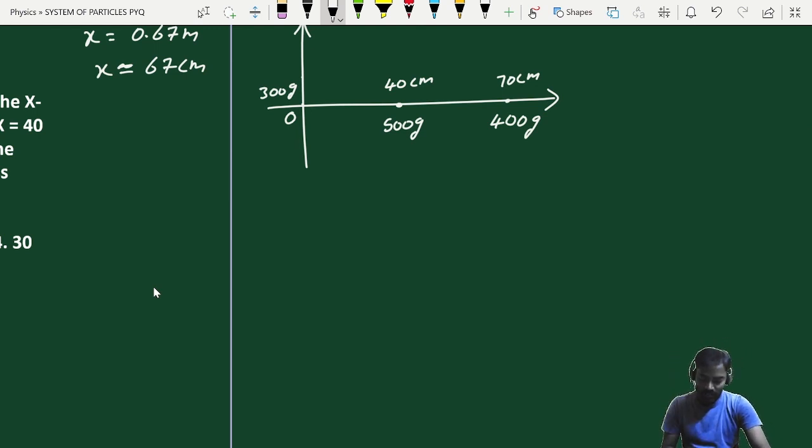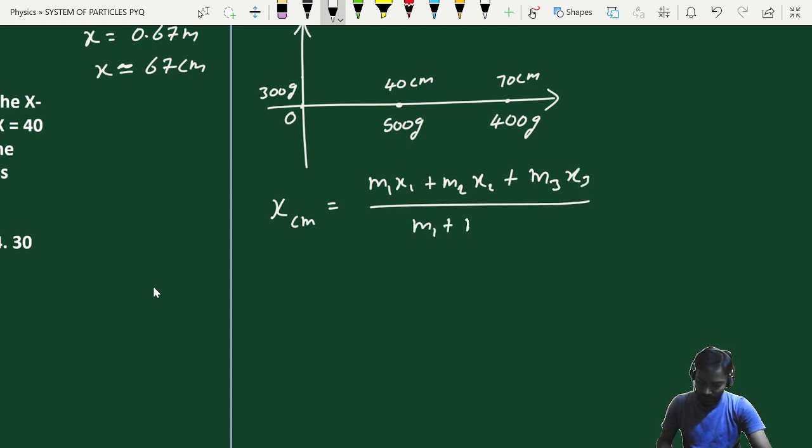According to this question, the particles are placed along the x-axis. So it means there is no position of center of mass along the y-axis and z-axis. It is like ycm and zcm is 0 only. So we simply calculate xcm, the position of center of mass along the x-axis, that is m1 x1 plus m2 x2 plus m3 x3 by m1 plus m2 plus m3.